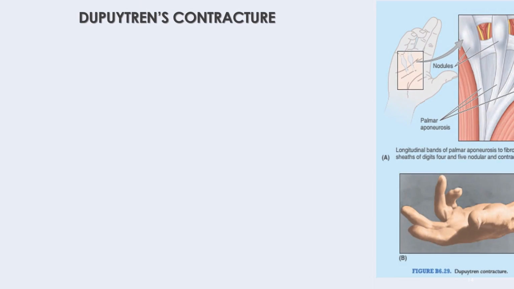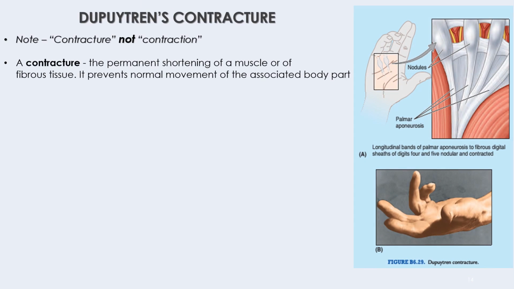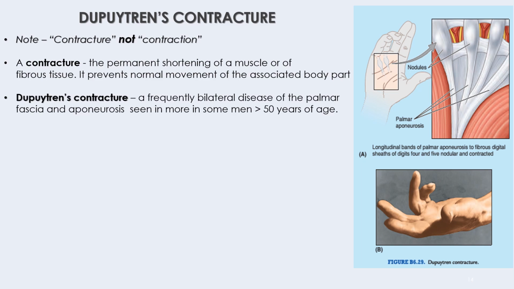So next on our list is Dupuytren's contracture. We should note that it's contracture and not contraction. A contracture is a permanent shortening of a muscle or a fibrous tissue, and it prevents the normal movement of that particular body part, while a contraction is a temporary shortening. And so Dupuytren's contracture is frequently bilateral, meaning that it affects both hands, and it's a disease of the palmar fascia and the aponeurosis.